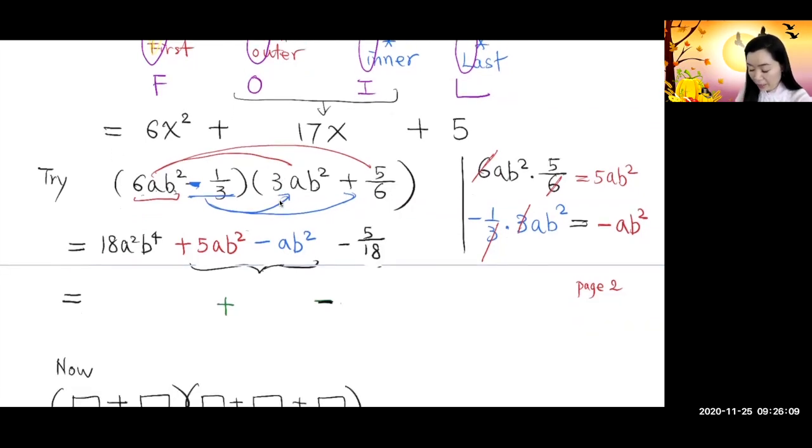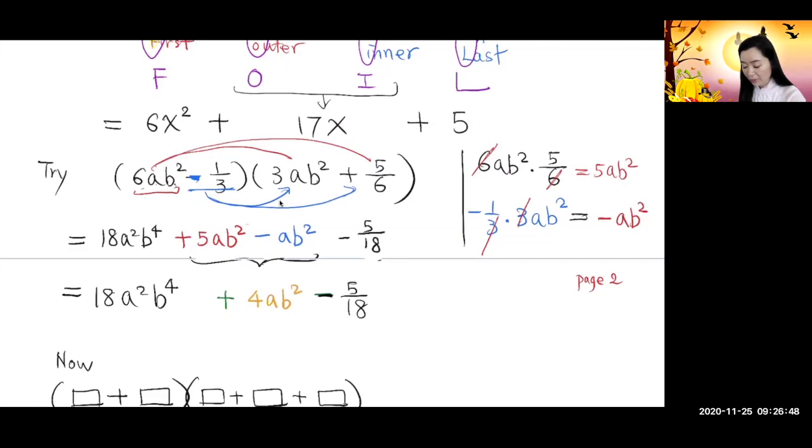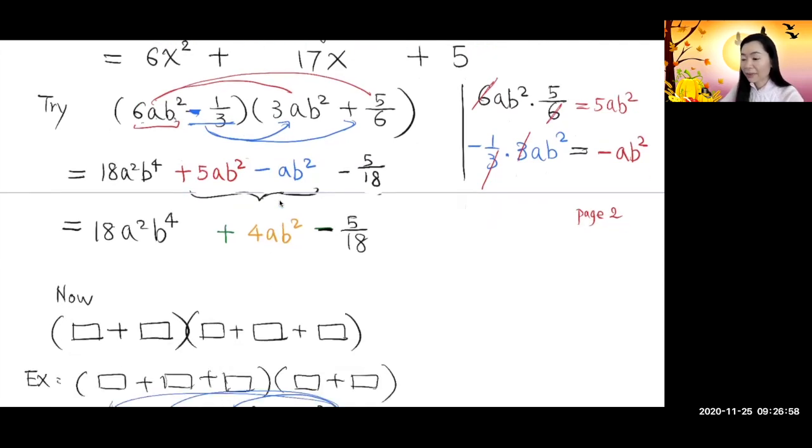Then finally, these two are like terms. We can combine them. Combine these two, you get 4ab squared, right? And then up here, you have this. The first term, oh, I made a mistake here. This is to the 4th power. So this term doesn't change. This doesn't change. And then this one, combine them, you get 4ab squared. So that's how you multiply binomial with binomial.